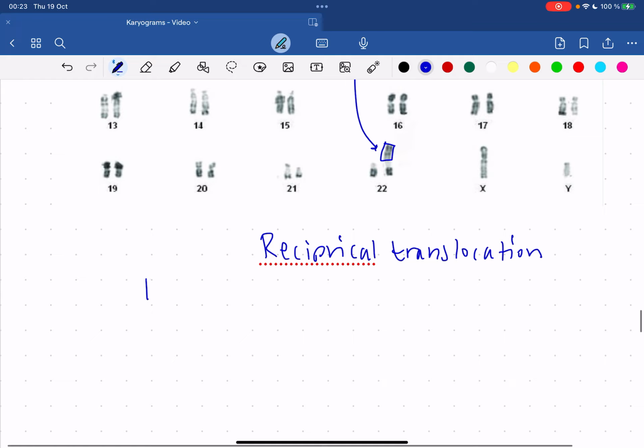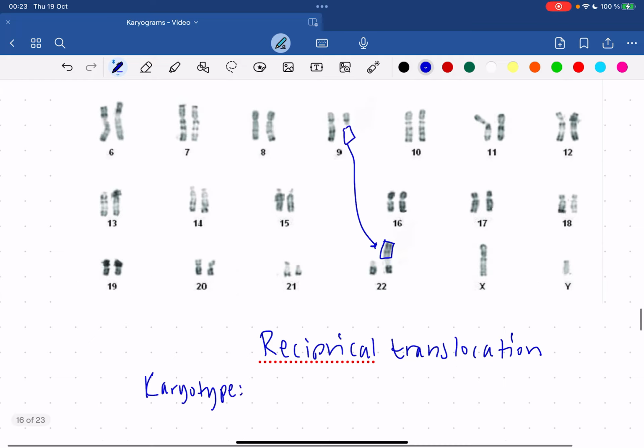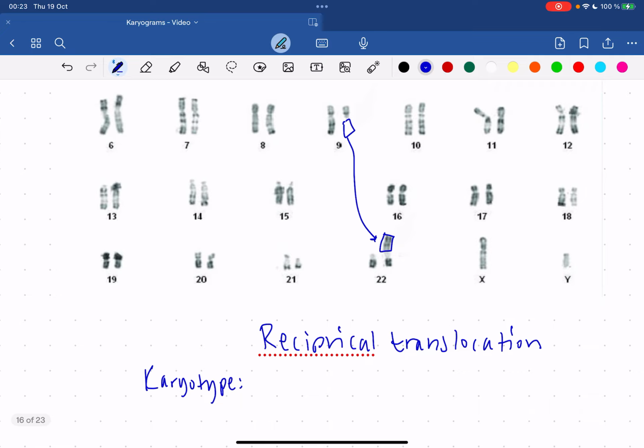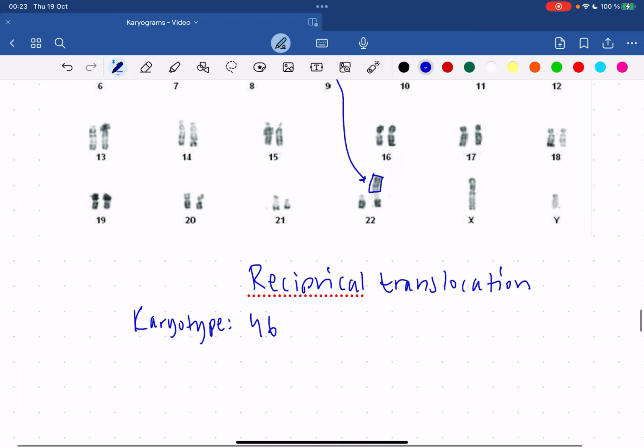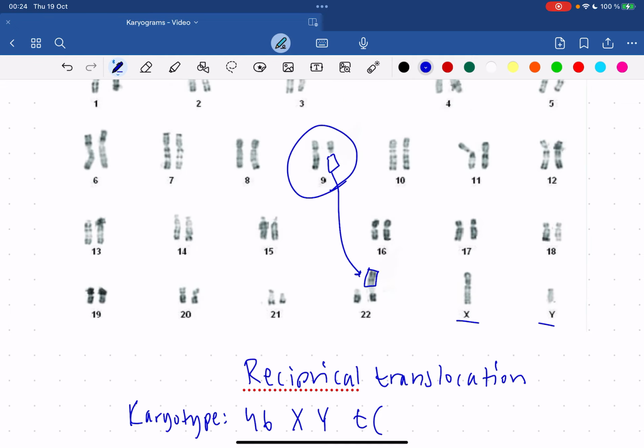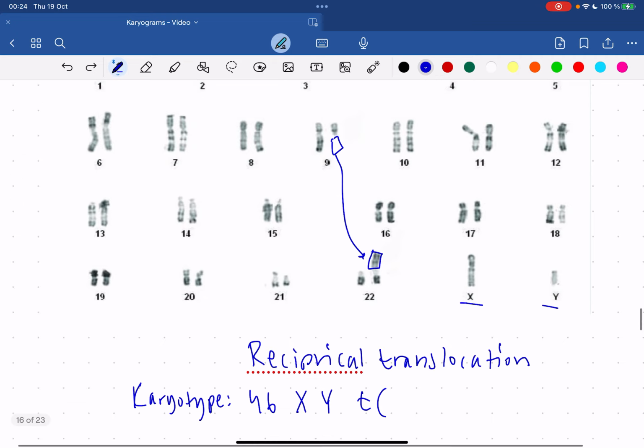Okay, so the karyotype is the normal amount of chromosomes, so 46, and then X and Y, so XY, and then the translocation, and then the 2 chromosomes are affected, so 9 and 22.